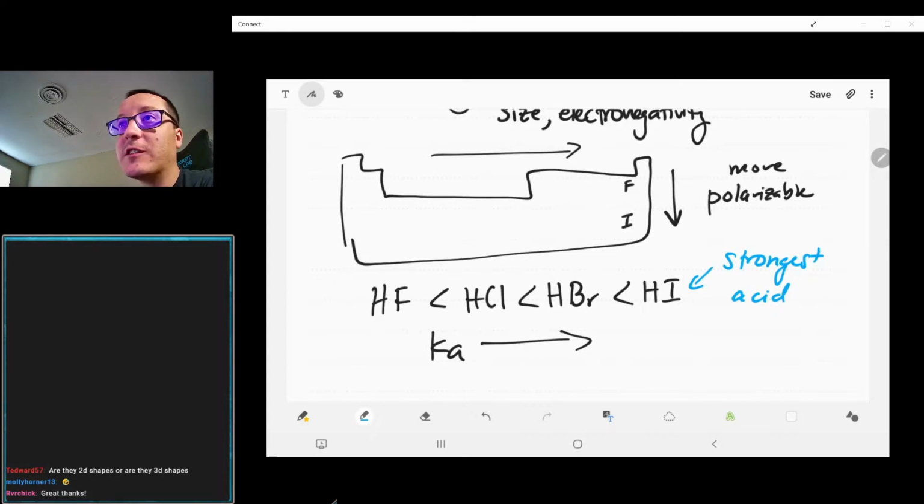So if you were to just compare these, HF is not even a strong acid. The other three are. But if we're to just compare them, HI is in fact even stronger than HBr, which is stronger than HCl. So we're going to see this is going to be a trend here. Because iodine is more polarizable, it can accommodate that charge better. The iodide ion is more stable, and as a result, since that's the conjugate base of hydroiodic acid, HI is going to be a stronger acid.